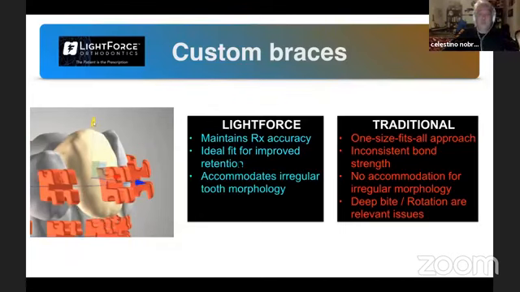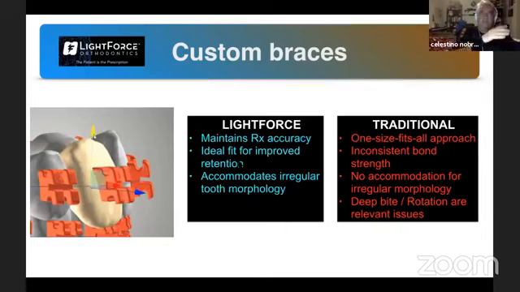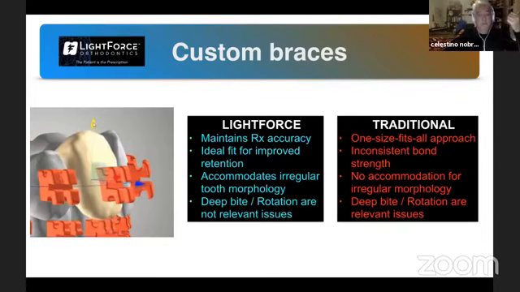It maintains the prescription accuracy, with an ideal fit for improving retention and bond strength. It accommodates irregular tooth morphology. It doesn't matter if you have a conoid lateral or a missing lateral and you need to transform the canine into the lateral. No issues anymore. Deep bite is not an issue. Rotation is not relevant anymore.